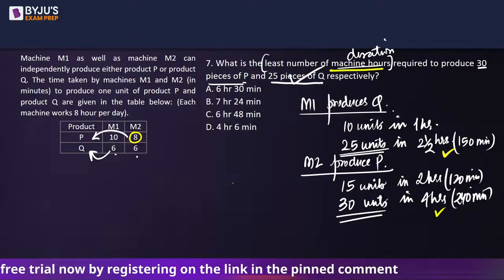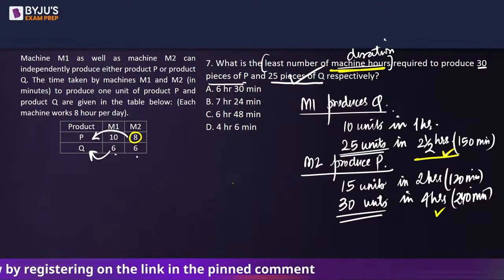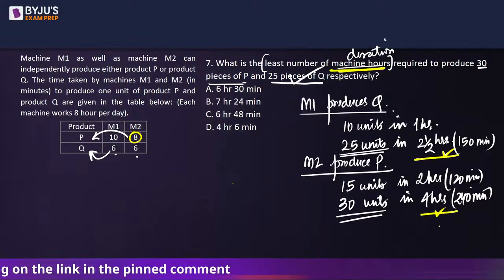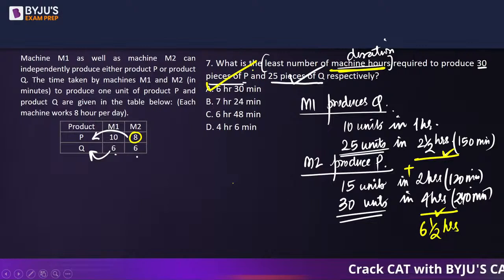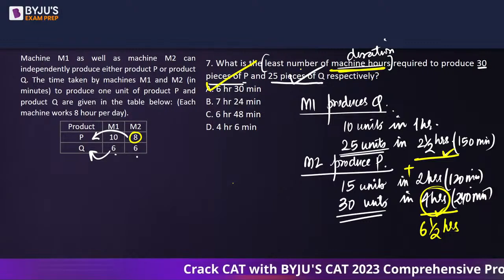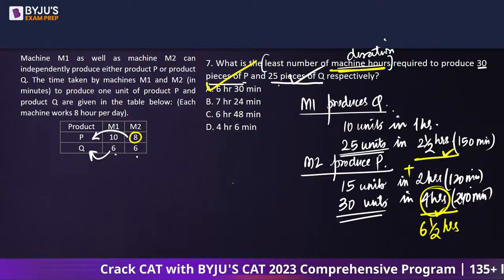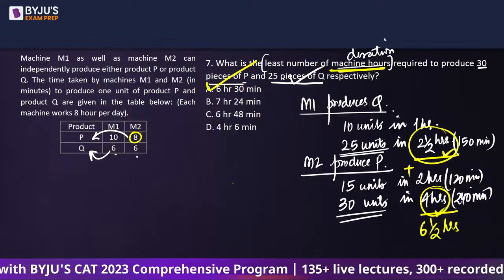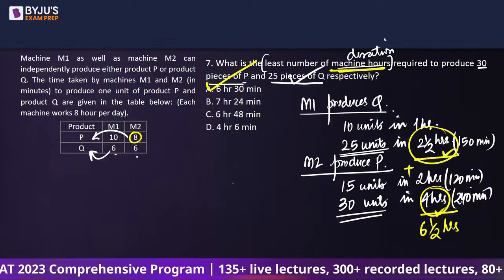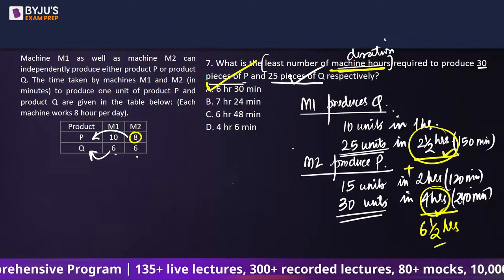Now, the number of machine hours required will be 2.5 hours for Q and 4 hours for P, so that means a total of 6.5 hours. Right? So we did not need to look at the combination. The simple question was, what is the least number of machine hours required to produce 30 units of P? What is its minimum time? That is 4 hours. What is the least number of machine hours required to produce 25 pieces of Q? What is its duration? 2.5 hours. What is the total? The sum is 6.5 hours. Option A it will be.